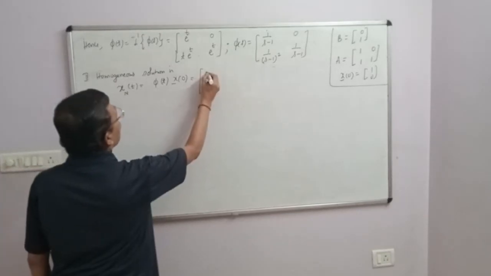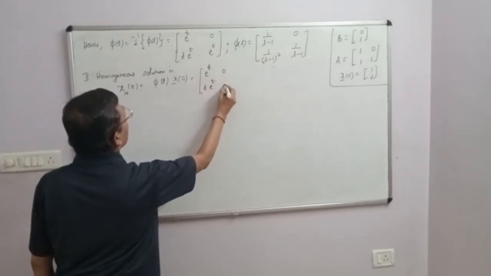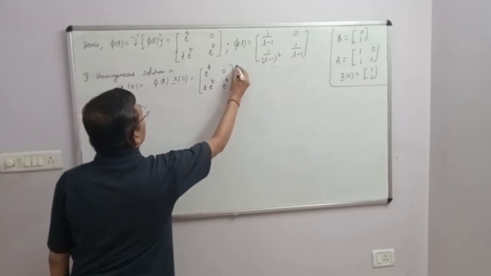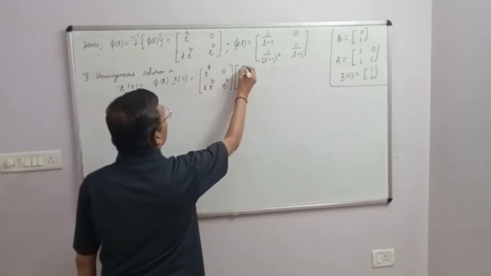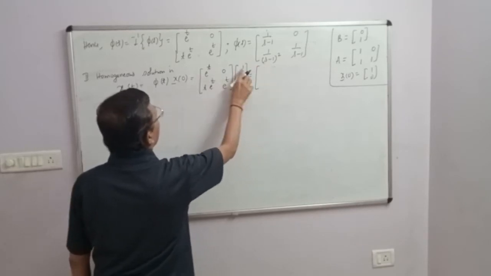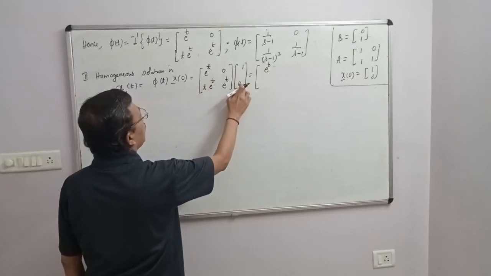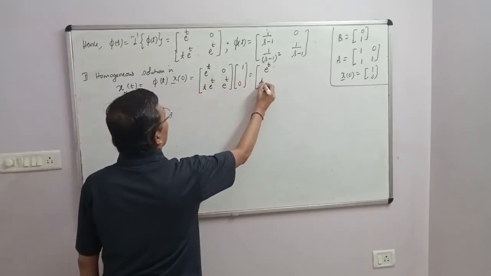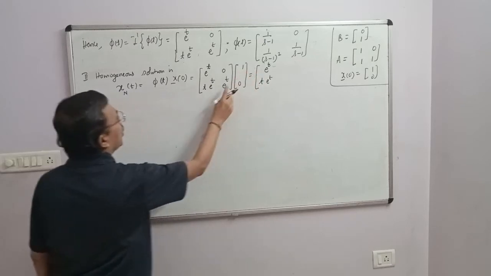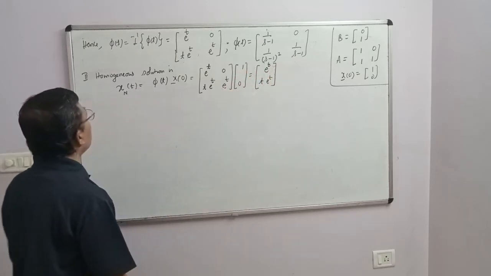Phi of t is [e to the power t, 0; t e to the power t, e to the power t]. Multiply this by [1; 0]. If you multiply, you get e to the power t into 1, which is e to the power t. 0 into 0 is 0. t into e to the power t gets multiplied by 1, and e to the power t gets multiplied by 0. This is the homogeneous solution.